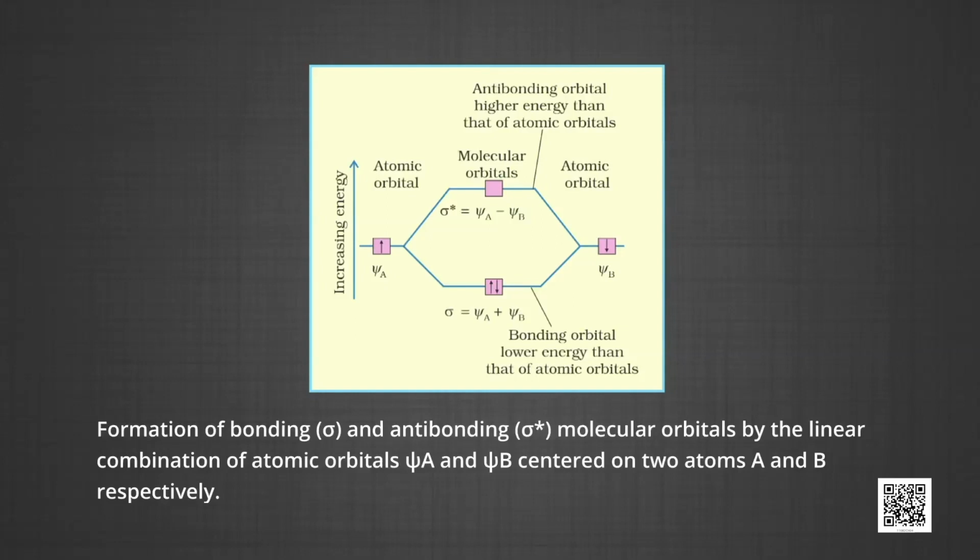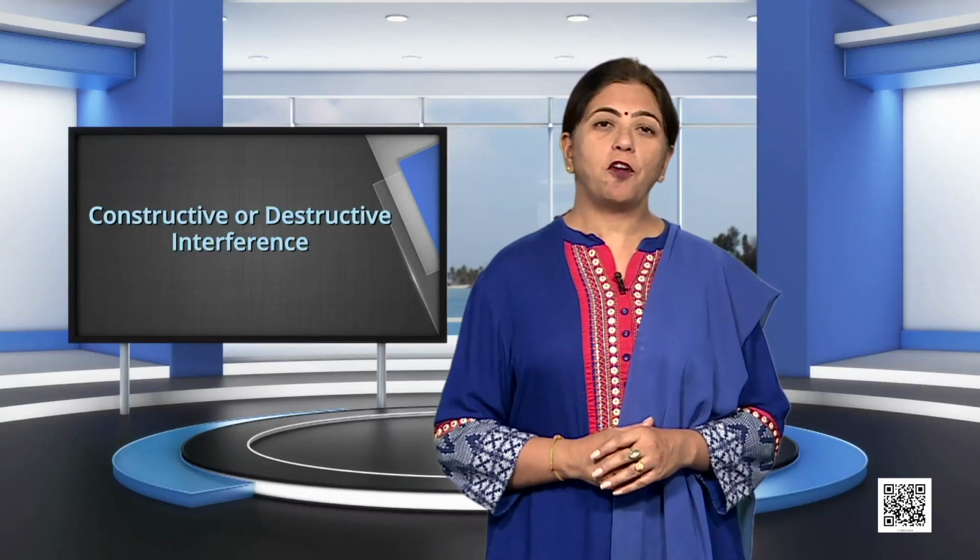Formation of bonding, that is sigma, and antibonding, that is sigma star, molecular orbitals by the linear combination of atomic orbitals psi A and psi B, centered on two atoms A and B respectively. Now, you can see in the figure psi A and psi B, the atomic orbitals, and their overlapping. Qualitatively, the formation of the molecular orbitals can be understood in terms of the constructive or destructive interference of the electron waves of the combining atoms.